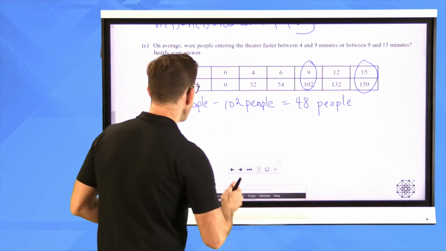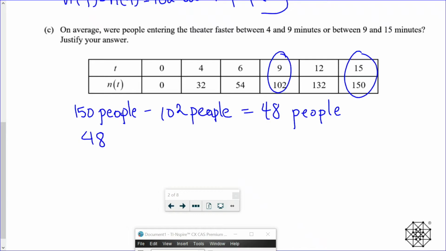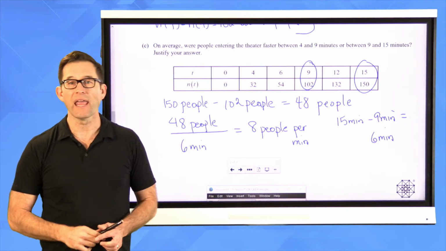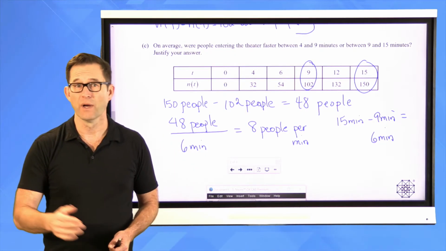If I want to know how fast they came in, I'm now going to take that difference, 48 people. I'm going to divide it by how much time elapsed. Well, how much time elapsed? I can do that by doing 15 minutes minus 9 minutes. And of course, that's 6 minutes that have elapsed. So that's going to be 48 people divided by 6 minutes, and that's going to be 8 people per minute, right? So between 9 and 15 minutes, 8 people per minute came in, right?